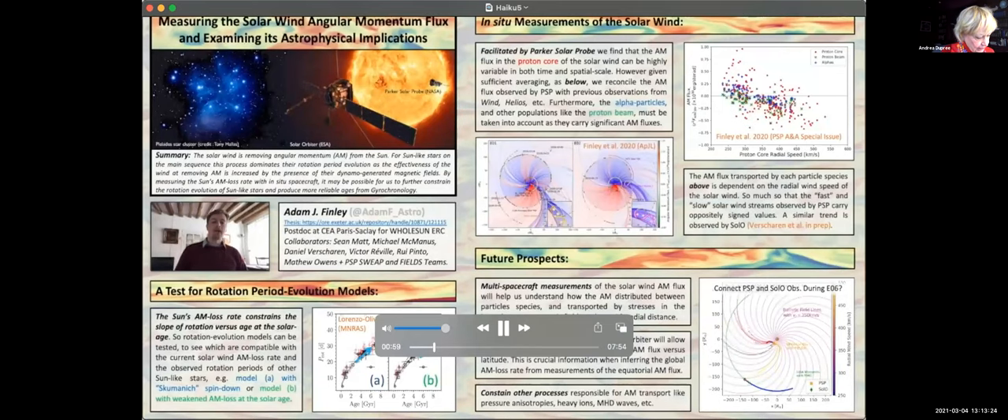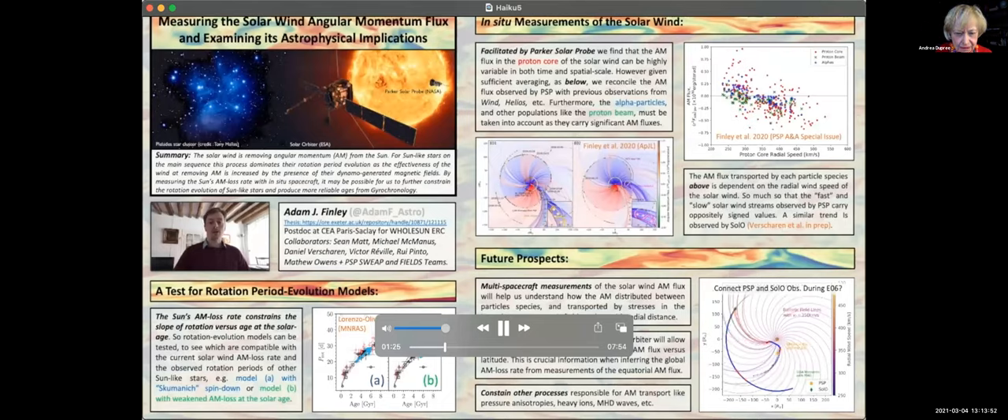Hello, I'm Adam Finlay, and I recently completed my PhD with Sean Matt at the University of Exeter in the UK, where I focused on modelling how stellar winds remove angular momentum from stars like the Sun. By using in situ measurements of the solar wind, we can provide a valuable constraint for models that attempt to explain the rotation evolution of sun-like stars, that is, the rate at which angular momentum is lost through the solar wind.